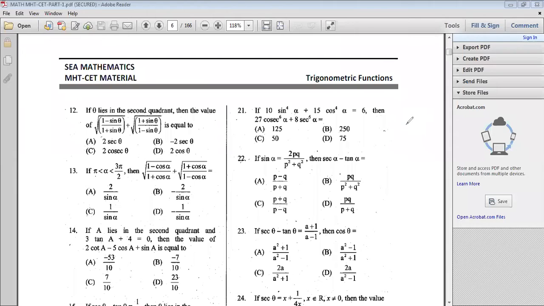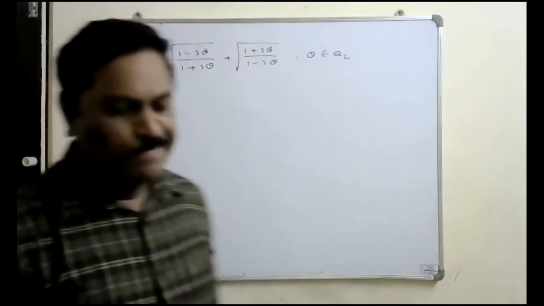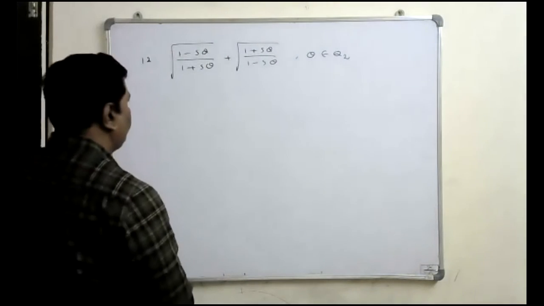12th one. So you have to find under root 1 minus sine theta upon 1 plus sine theta plus under root 1 plus sine theta upon 1 minus sine theta, where theta lies in the second quadrant. What is the value of this? Here also the same way.